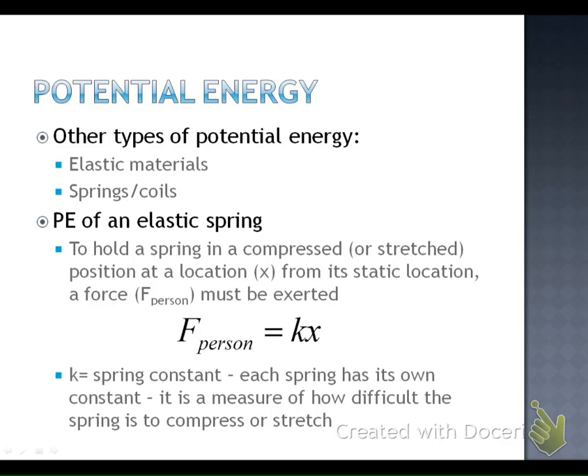K is what we call a spring constant. The spring constant is individualized for each and every spring. It is dependent upon how thick it is, at what degree it is wound. It's basically how difficult it is to compress or to stretch. Each individual spring has a spring constant. You'll be given that. You don't have to memorize any of those. You just have to know what K is.